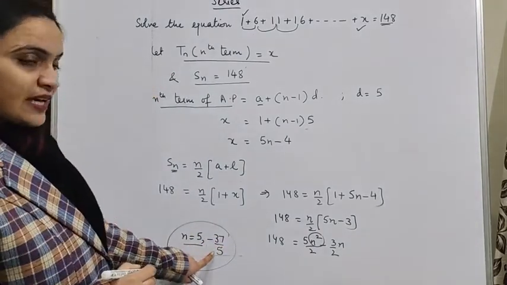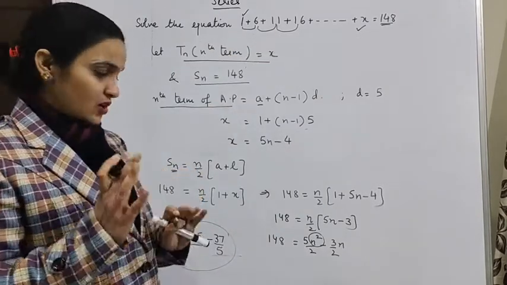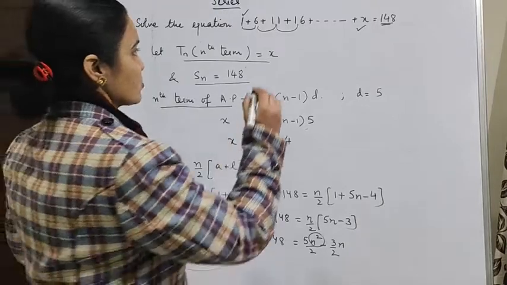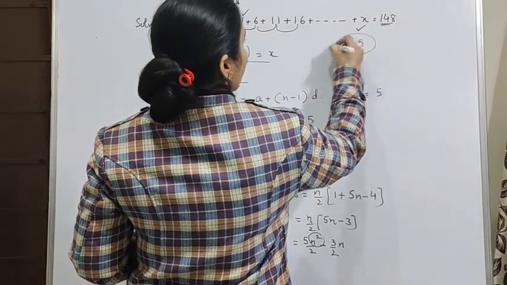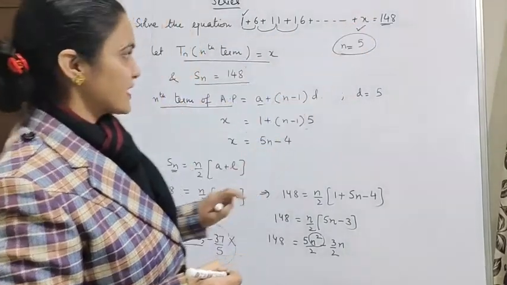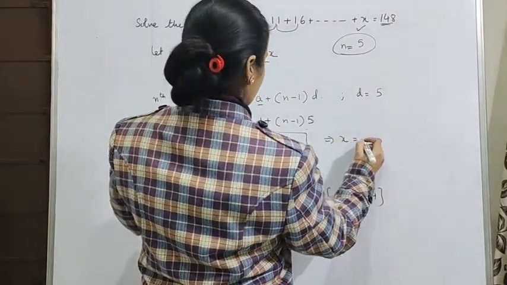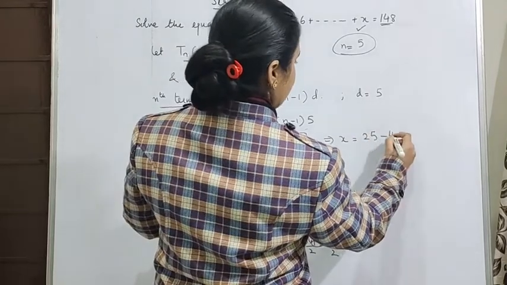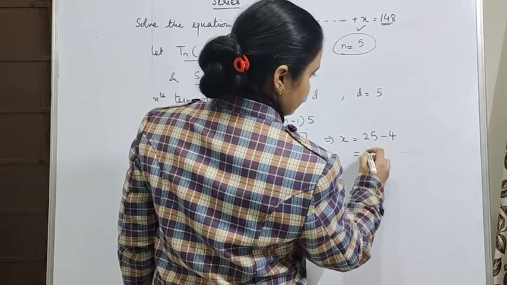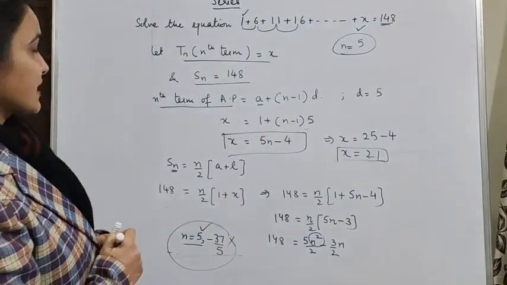But n cannot be a fraction, because the number of terms can never be a fraction. It is a whole number. So this is rejected, and n can take only the value 5. So we have n as 5. Now find the value of x. Solving the equation means we want to find the value of x. So put the value 5 here. So x is equal to 25 minus 4, that is 21. So the x that you will get is 21. So this is the value of x.